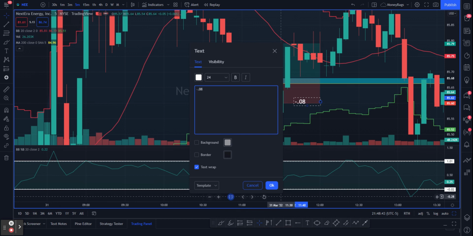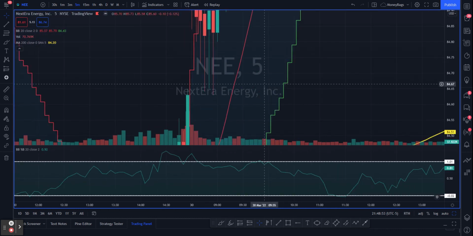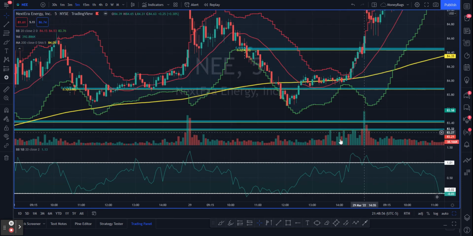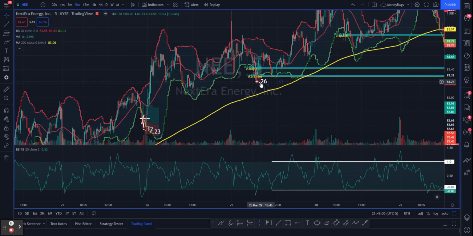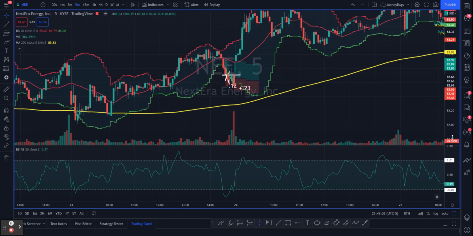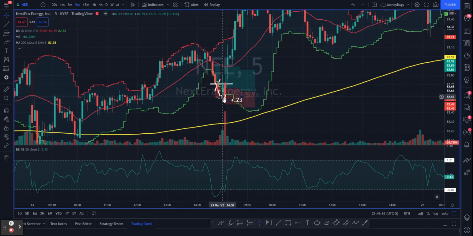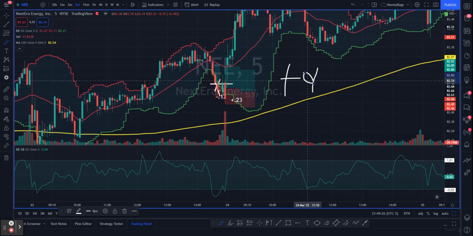So minus 8 cents. Let's add these together now. We got minus 8 cents plus 17. So we're plus 9 cents now, plus 17. So plus 9 cents, plus 26 cents. So plus 35 cents. 9 plus 26 is 35. Plus 23 cents, 35 plus 23, what's that? 58 cents, and then minus 12 cents. So 46. So net, we're plus 40. What did I say? I don't want to do all that math again. Let's just say 46 cents.